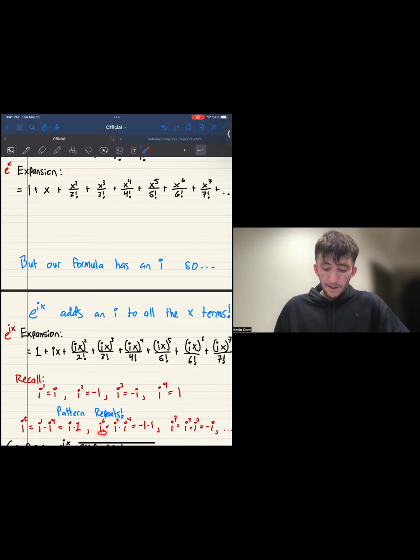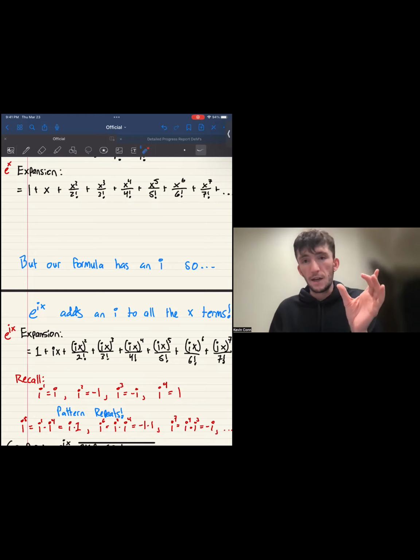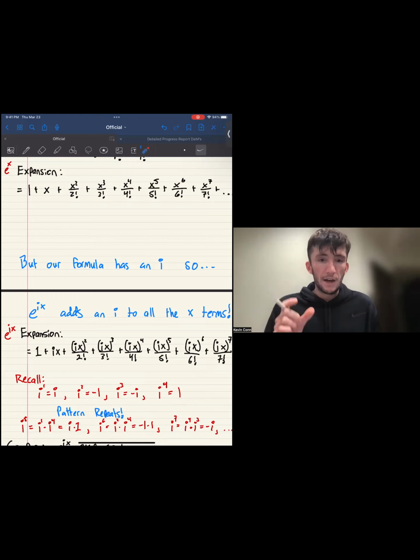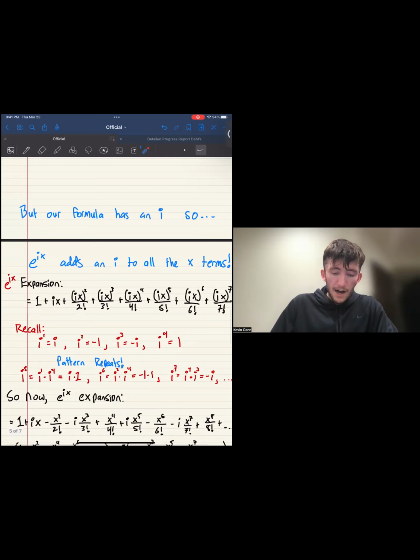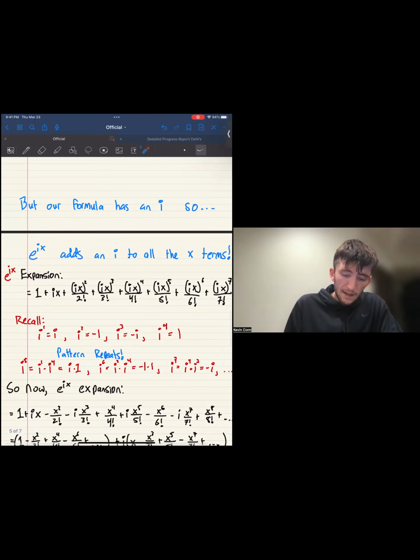i to the sixth is i squared times i to the fourth, and that's -1 times 1, and that's -1. So on. i to the seventh is i to the fourth times i to the third. That's -i times 1, -i. i to the eighth, we can go on. The pattern repeats from i to the fourth. A lot of repeating patterns in this thing. It's kind of nice. So now we put these i pieces in.